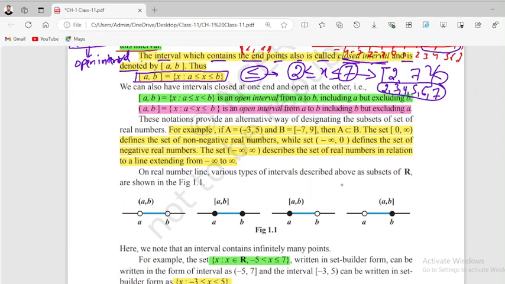This is a close and this is an open. This one is for close and this one is for open.